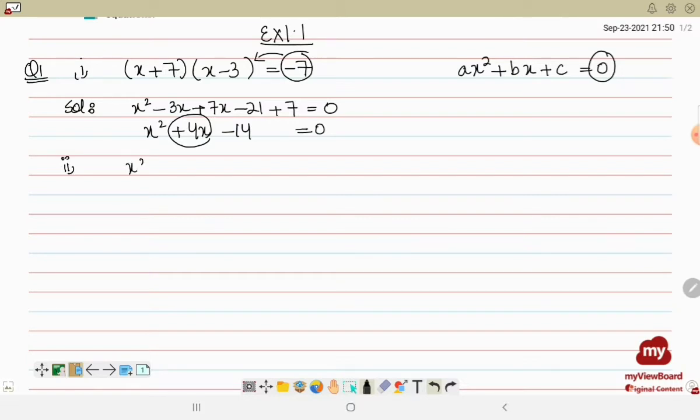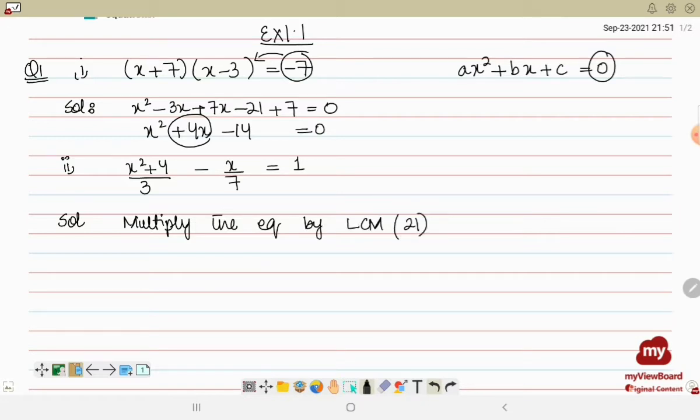Let's solve the other question. x square plus 4 divided by 3 minus x by 7 equals 1. How are we going to convert it? We are supposed to remove the denominators. So for that, we'll take the LCM of the denominators, and in the very first step of working, we'll remove these denominators. So we'll multiply the equation by the LCM, and here in this case the LCM is 21. So we'll multiply the whole equation by 21, so that in the very first step of working, our denominators will get removed.